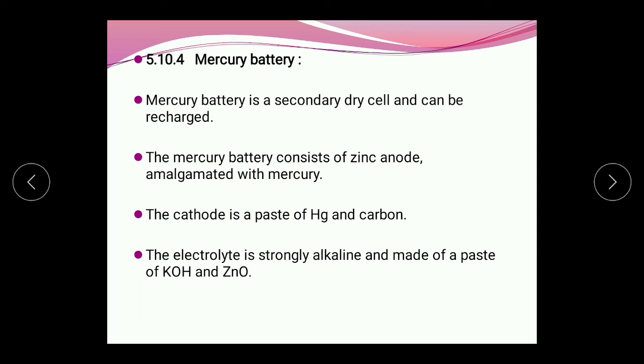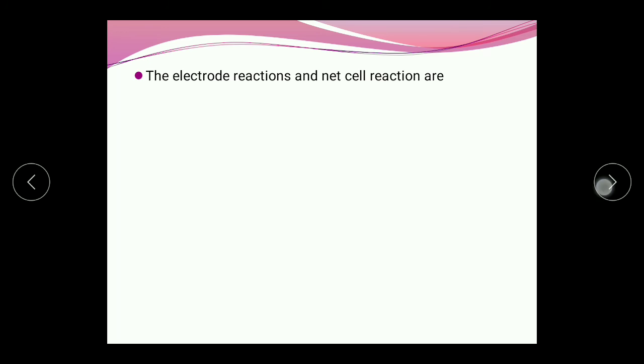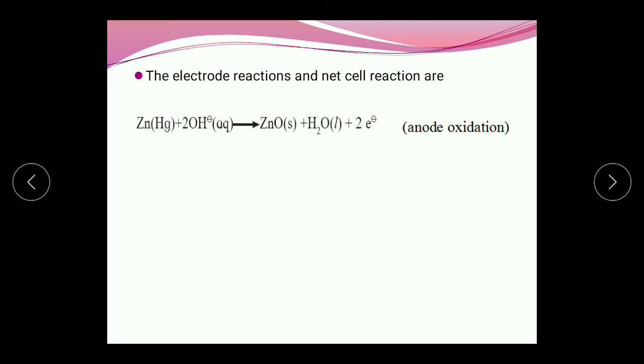Now the next thing is reactions: cell reactions or electrode reactions along with the net cell reaction. As usual, at the anode there will be oxidation, at the cathode there will be reduction. So first reaction, what is the anode here? Zinc amalgam. ZnHg is zinc amalgam, along with the electrolytic OH minus. We are using KOH, which is a strong electrolyte, and in liquid state it easily gets dissociated as K plus and OH minus ions.